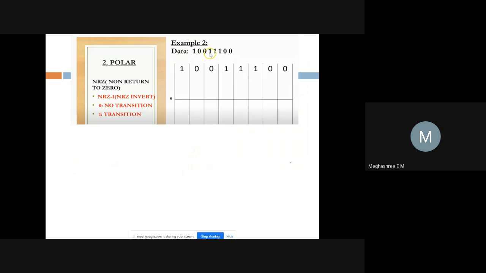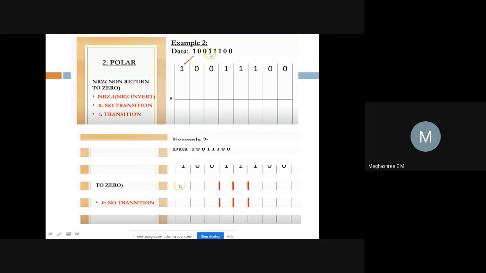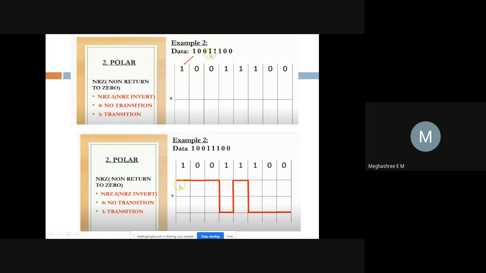I'll move to the next example under the same method, for 100111100. For this, 0 means no transition, 1 means transition. The first bit is 1. Either you can start from the positive side or from the negative side, but I'll start from the positive side. 1 means transition. Next bit is 0, so I'll stay on the same side.